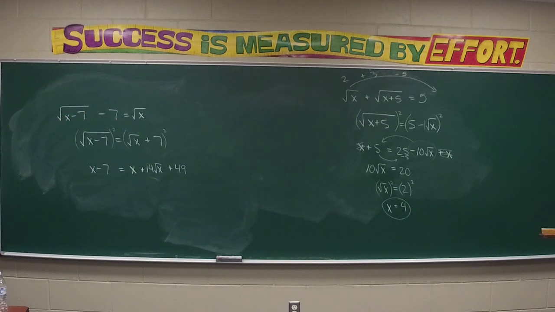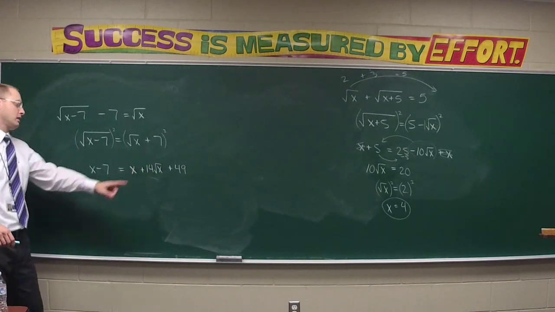And once again, class, we've got a radical. So now we need to go back to the beginning of the process and once again, isolate the radical. Genesis, how would I get this radical isolated?